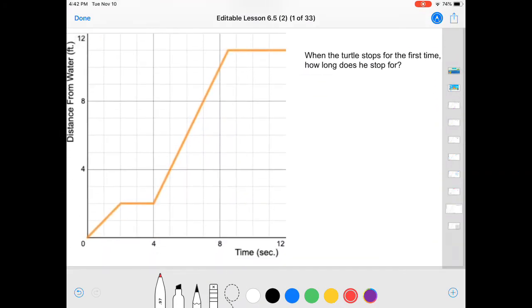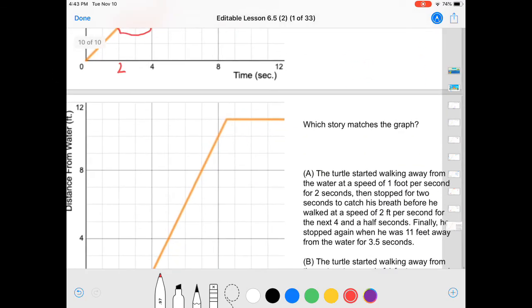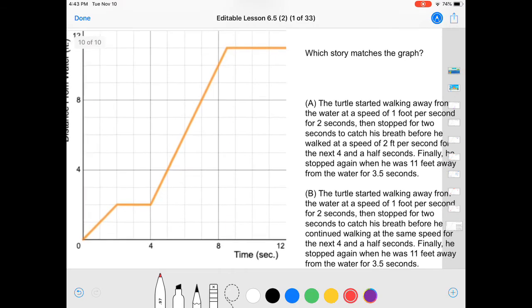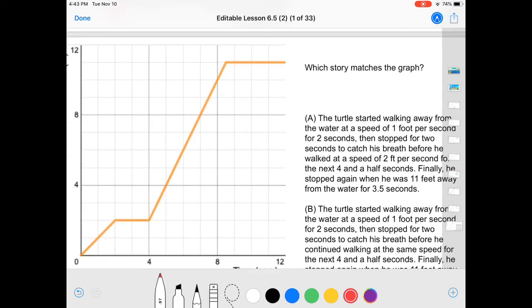When the turtle stops for the first time, how long does he stop for? This first time looks like it started at 2 seconds and ends at 4 seconds. So from 2 to 4 seconds, 2 seconds have gone by. So he stops for 2 seconds. Last question of the time to climb part. Which of these stories matches the graph? The answer is going to be story A.